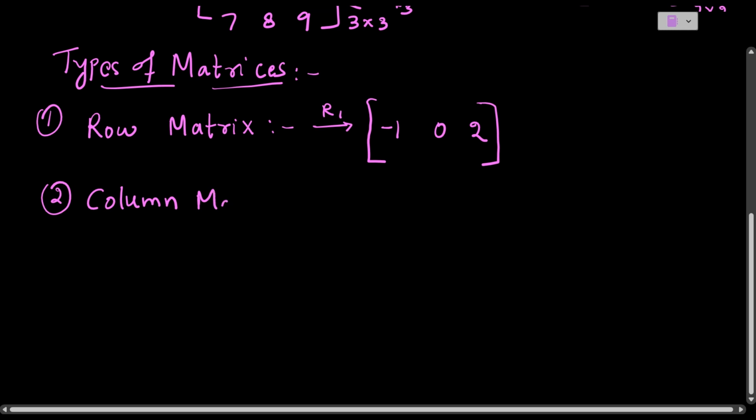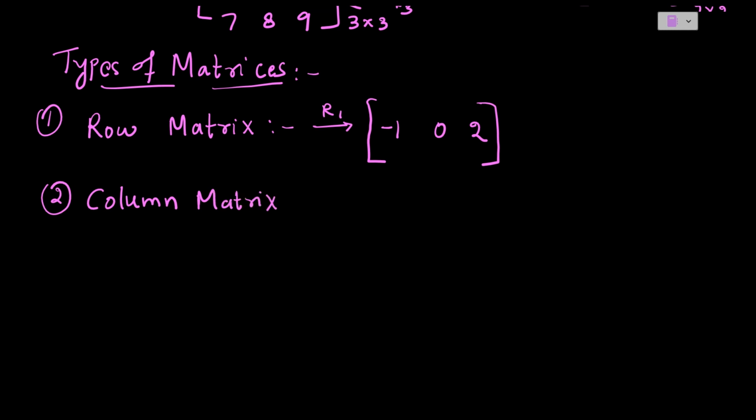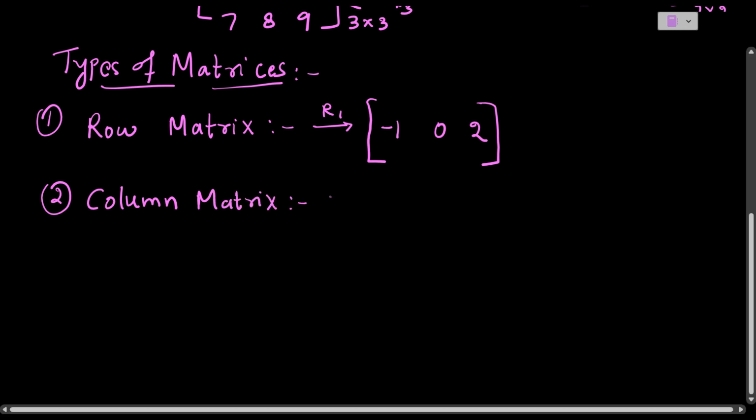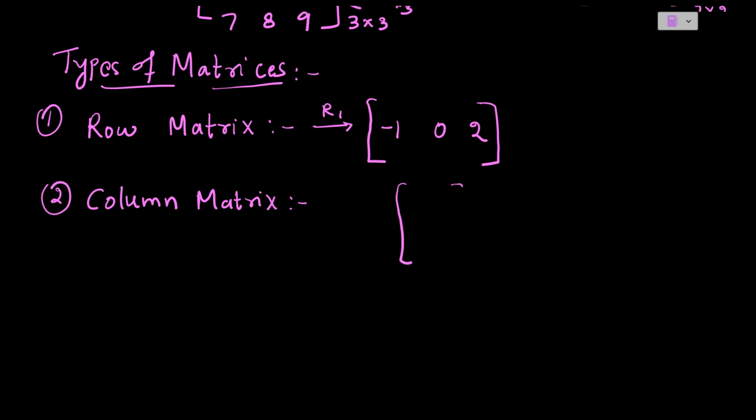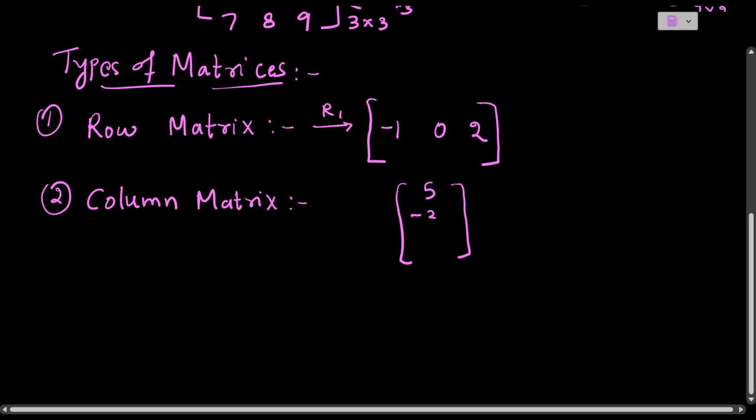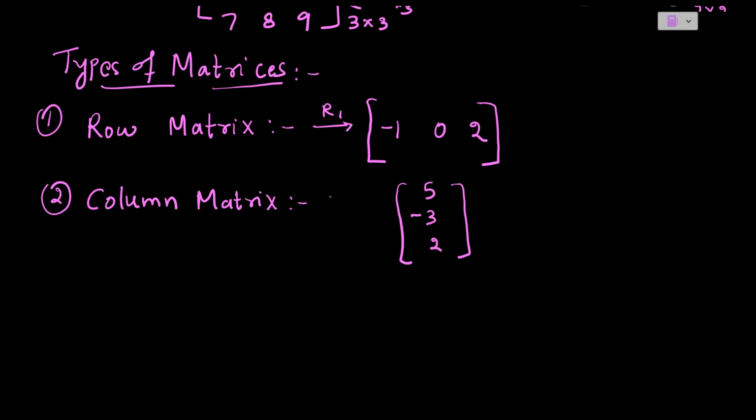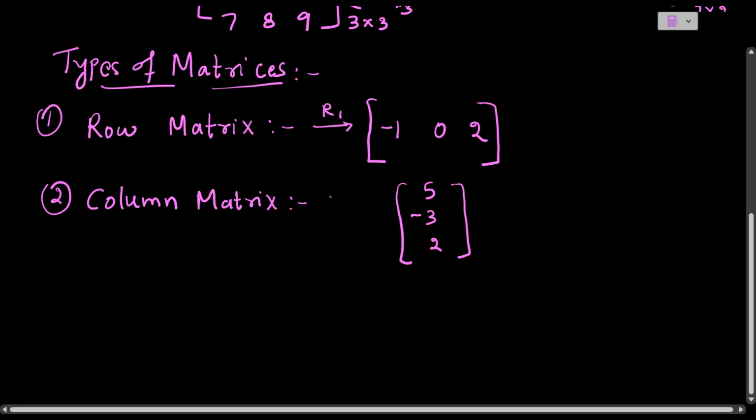The second type is column matrix. Column matrix means what? It is having only one column. That is 5, -3, 2. Here if you see, it is having only one column.